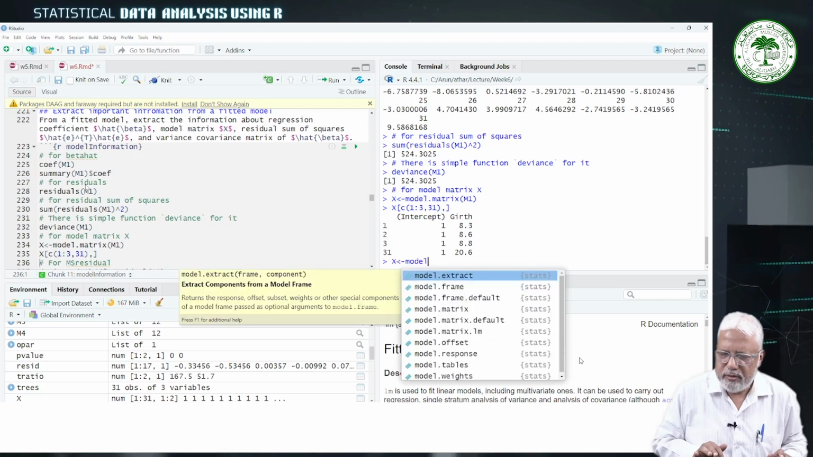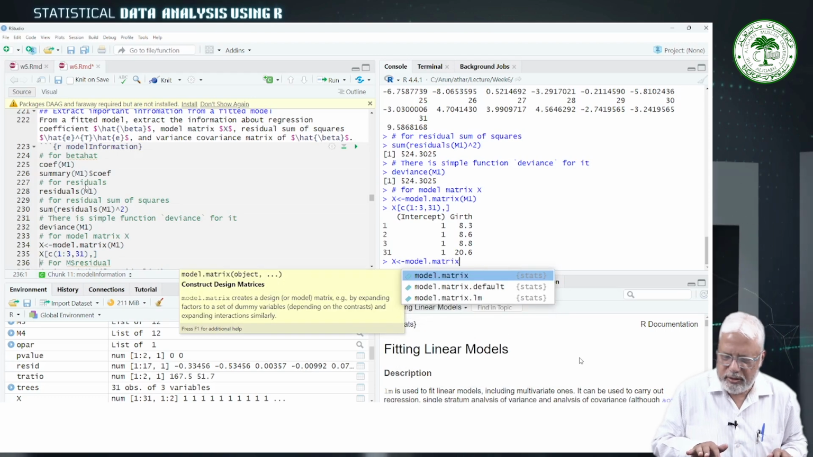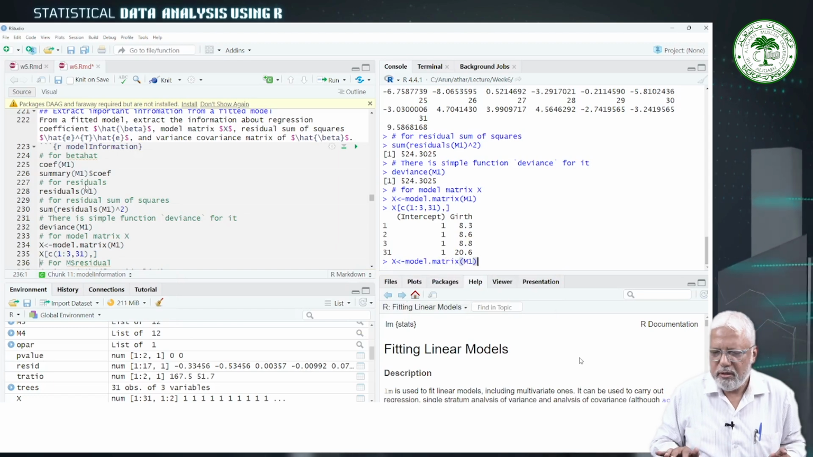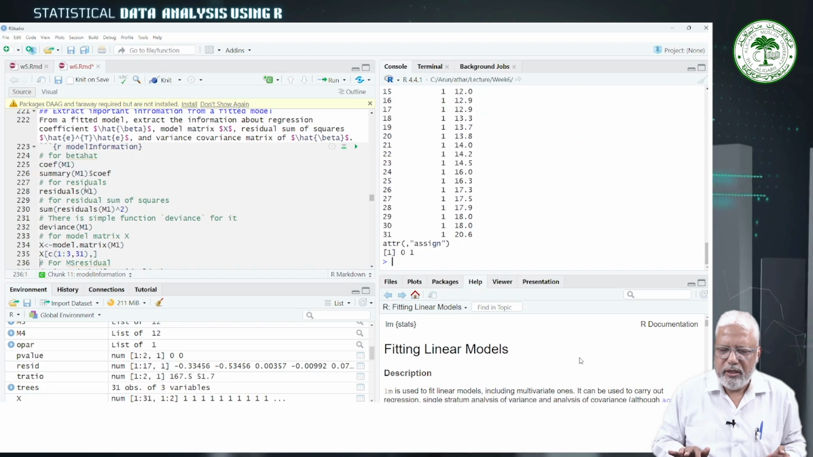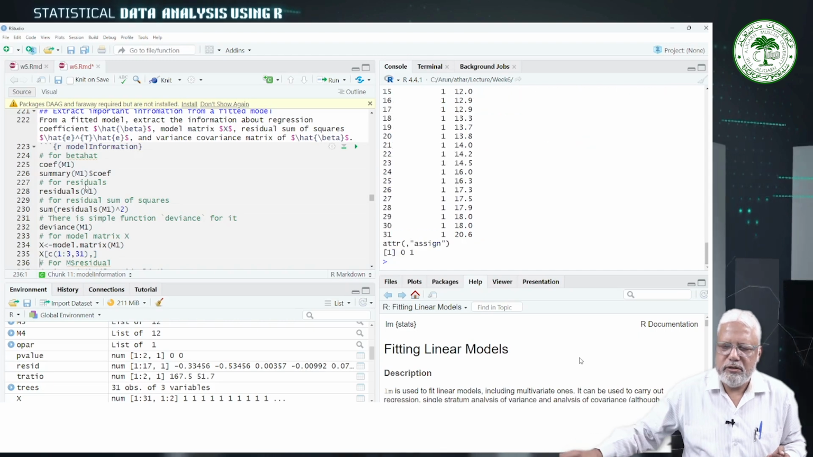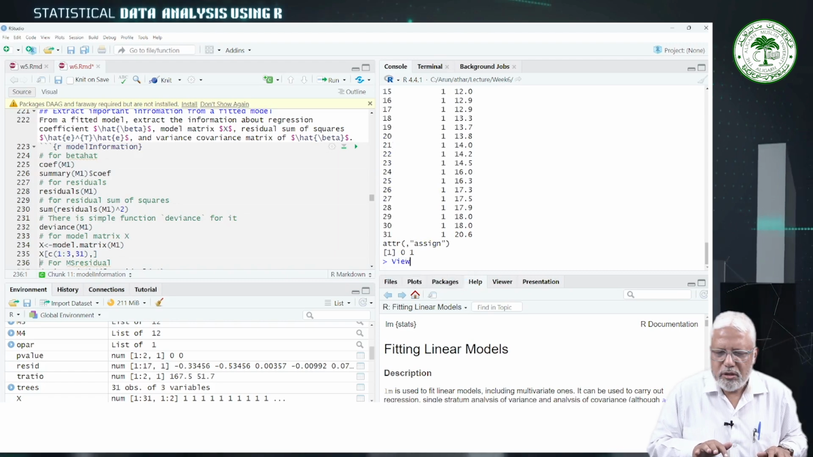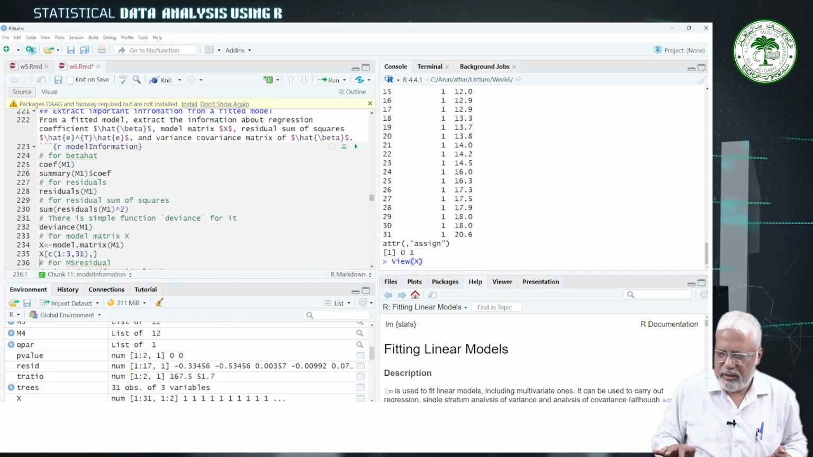Model dot matrix, here M1. So, it is nothing but the capital X matrix. Capital X matrix, this is view capital X.